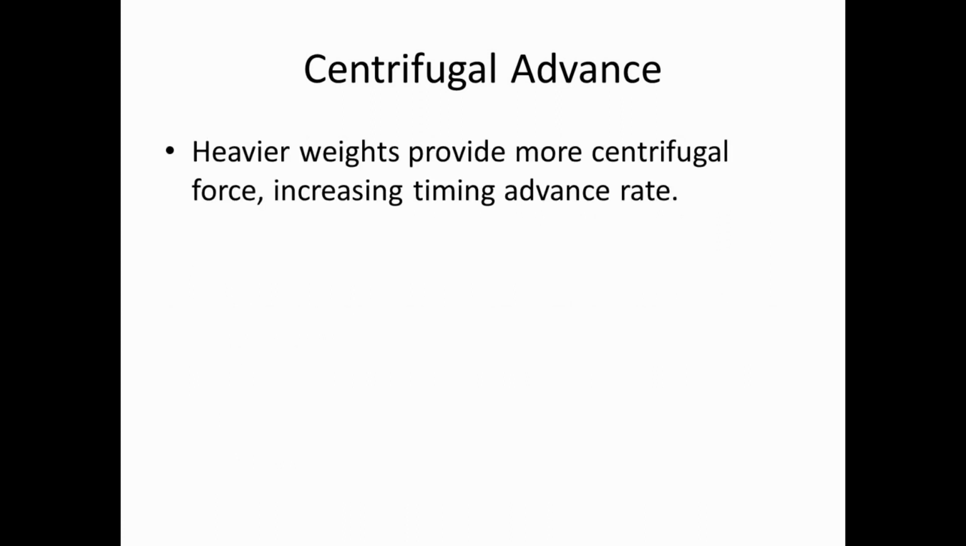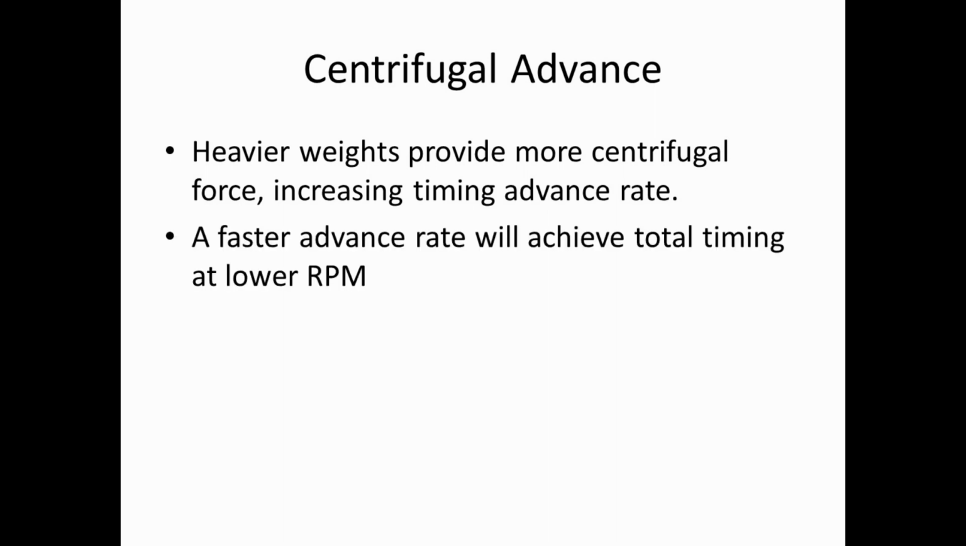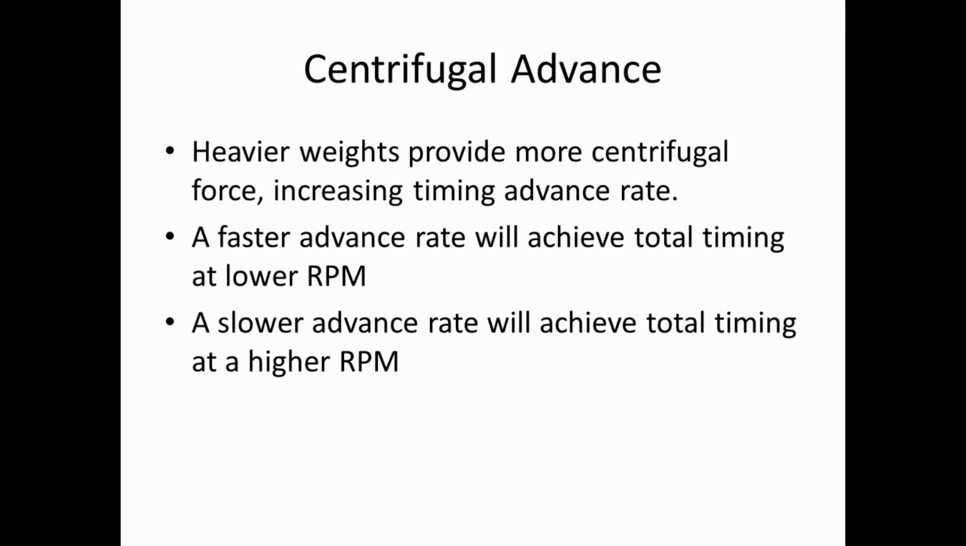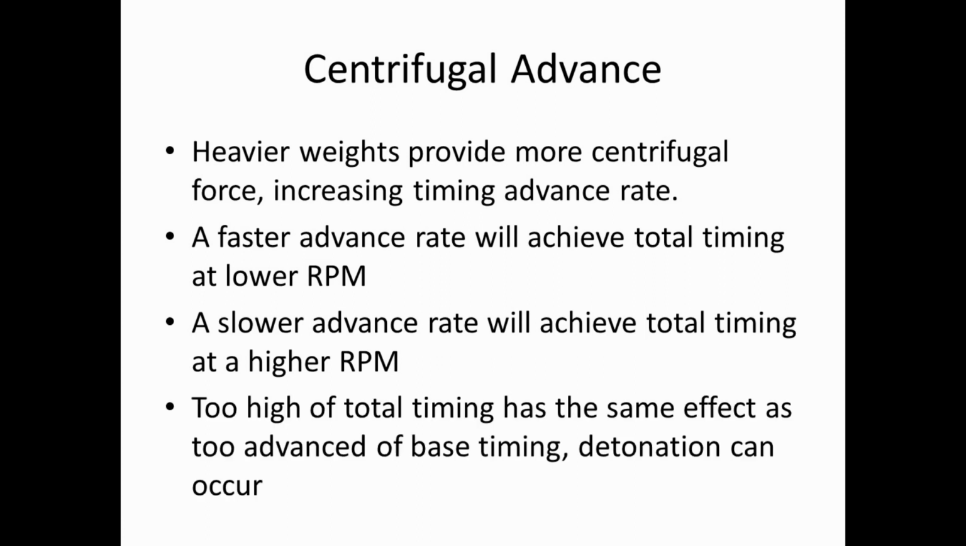And if you have a heavier weight, that provides more centrifugal force, and that actually increases your timing advance rate. So a faster advance rate will achieve total timing sooner, basically at a lower RPM. And a slower advance rate will achieve total timing up higher in the RPM range. So if you have too high of total timing, it has the same effect as too advanced of base timing.